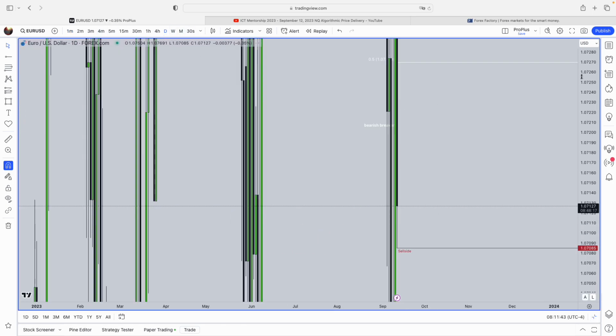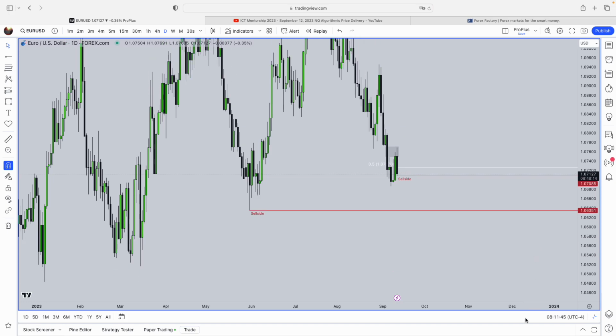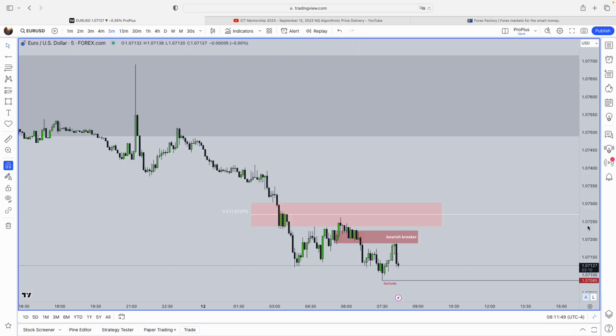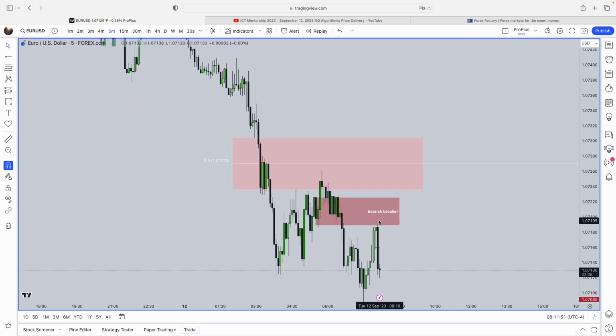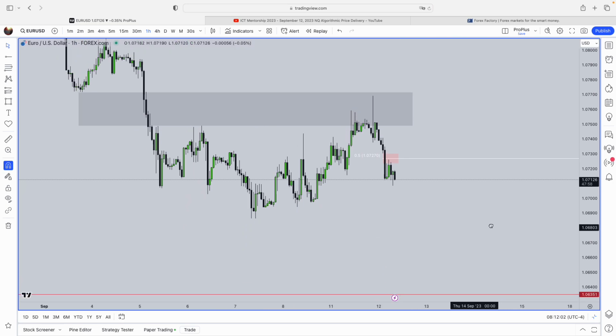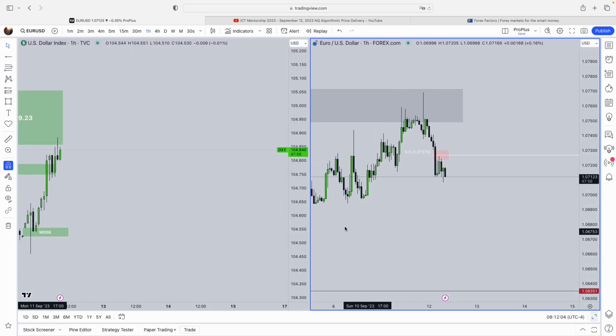Wait, one second. Yeah, I have two charts. I split it up, so let me just delete this. We keep that on this. I think it's an hour fair value gap, and then go on to this side.